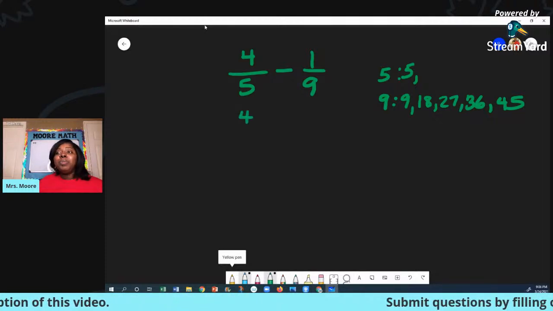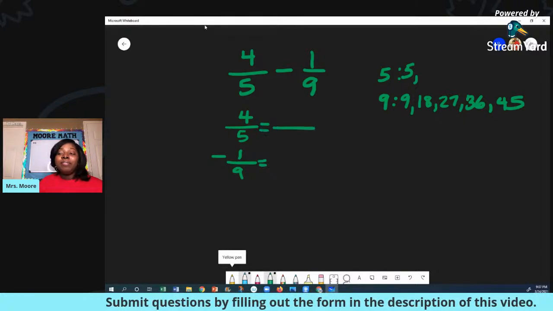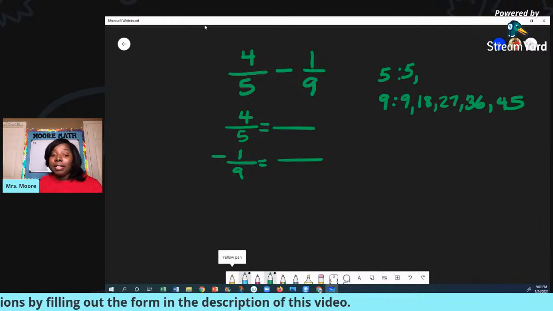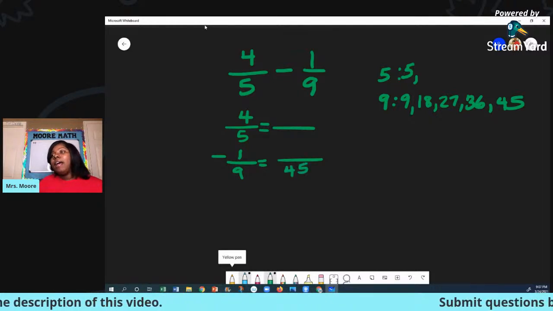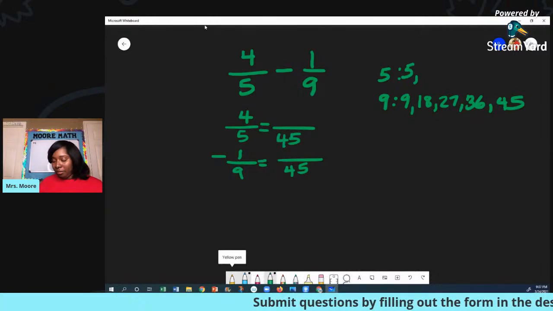Okay, so sometimes you won't have a choice of a different denominator, but when you do, if there's a chance that it's a smaller number, I would try this out. Okay, so we got 45, 45, and let's keep it going.